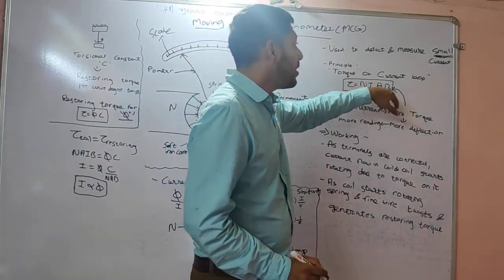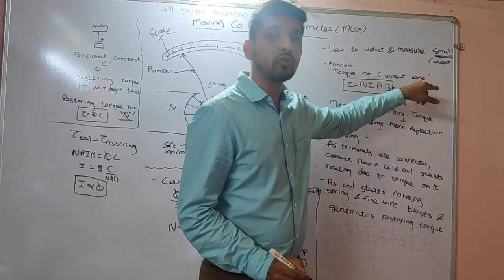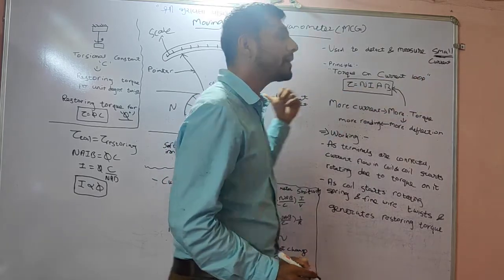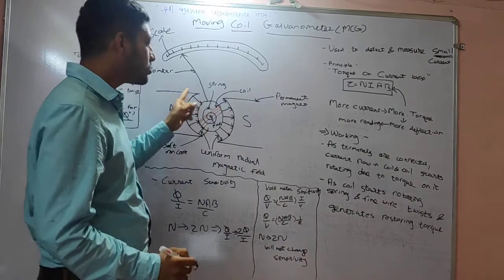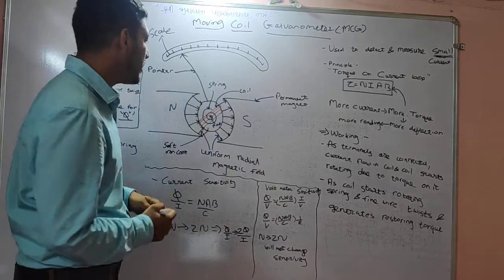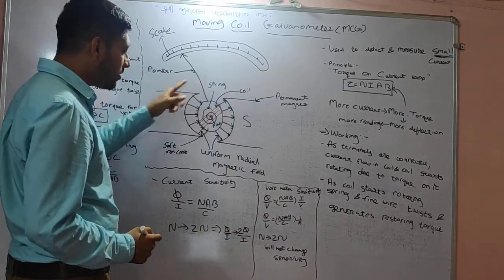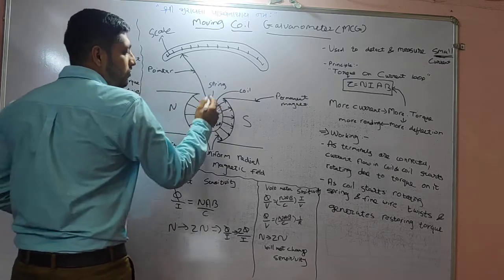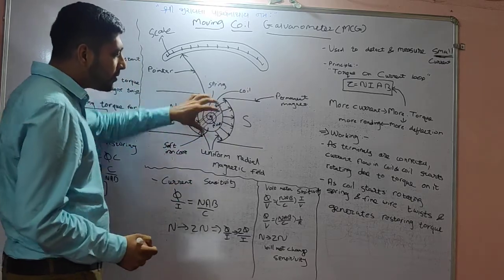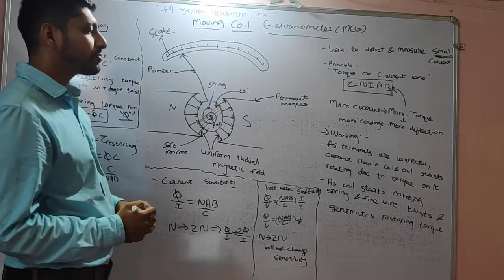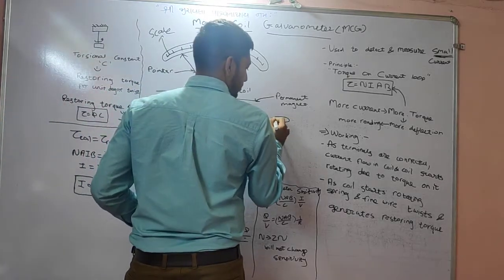Remember, here we had NAIB sin theta in magnetic terms, but to make that sin theta equal to 1, we are using the radial magnetic field. So here we have a radial magnetic field due to this. In between we put a soft iron core. It is of cylindrical type, like this.